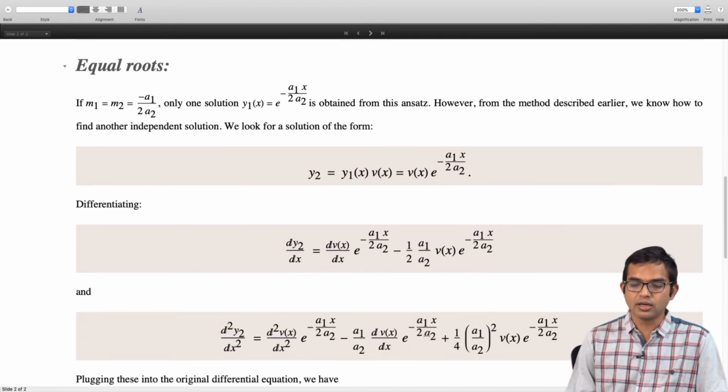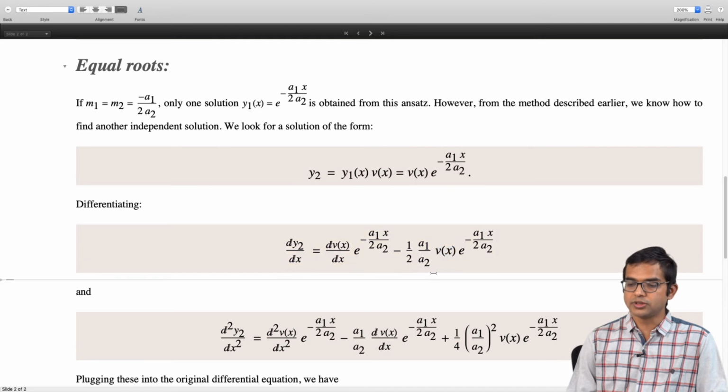So if you take the second derivative, you get one more term, right? So you get d squared v by dx squared e to the minus a1x divided by 2a2, minus a1 by a2 dv by dx e to the minus a1x by 2a2. This comes from taking the derivative of this part of the exponential, which gives you one of these, and the other one comes from taking the derivative of dv by dx. If you add these two, the half and half will add up to 1. So minus a1 by a2 dv by dx e to the minus a1x by 2a2.